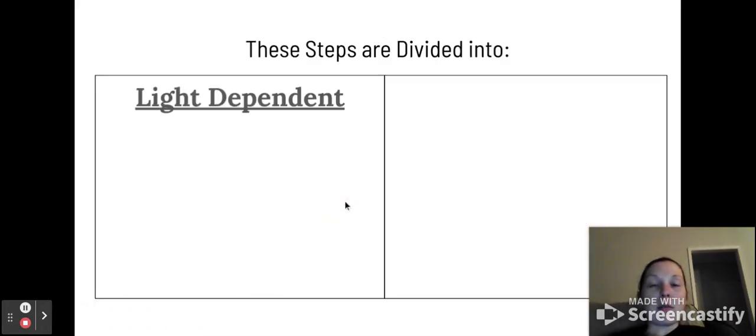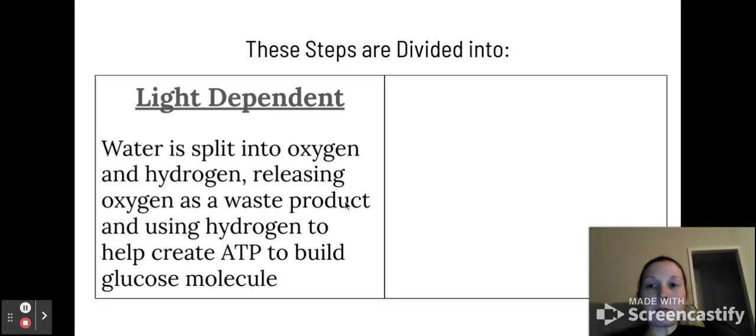These steps are divided into two versions. The first one is light dependent. This is where water is split into oxygen and hydrogen, releases the oxygen as waste for us to breathe, and then uses the hydrogen to create the ATP and build the glucose molecules, because hydrogens are what will allow those phosphate groups to bond back to the ADP to become ATP.